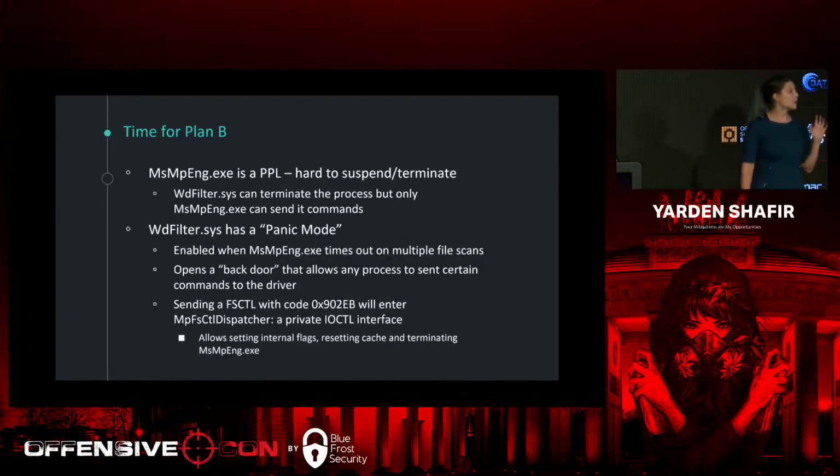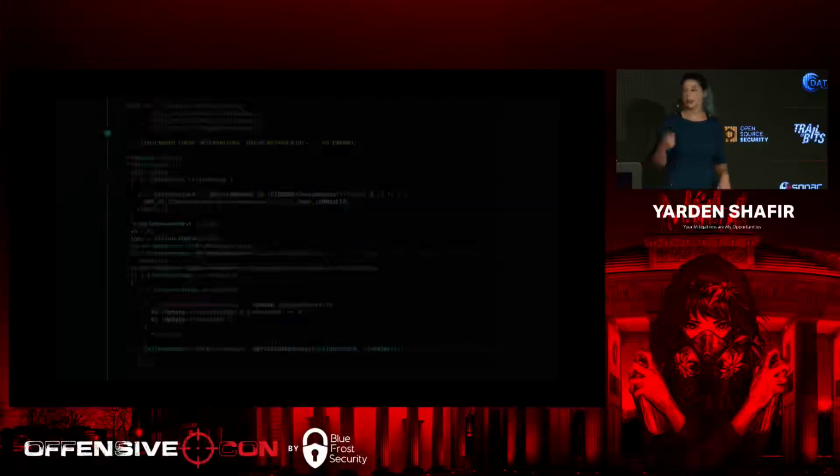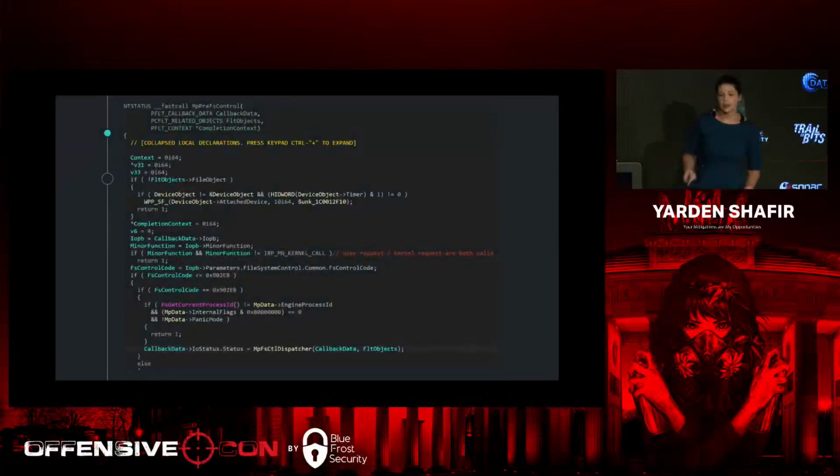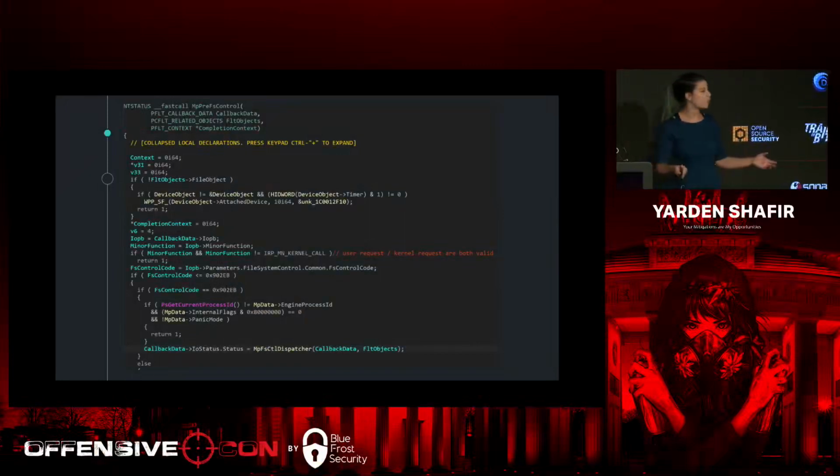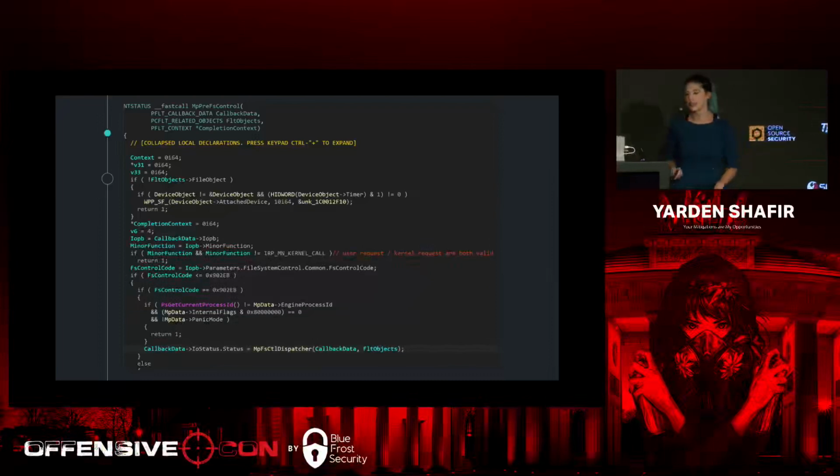Now, entering panic mode is not that easy because the default timeout Windows Defender uses is 4 minutes for local files and 6 minutes for network files. So getting that to timeout is not all that easy, but if you can get it to timeout a few times, the driver will enter panic mode. What can you do in panic mode? Well, here we have the FSCTL handler. It gets called when you send an FSCTL to a file system.